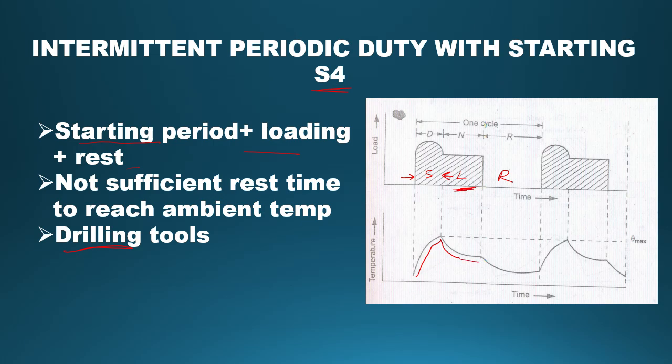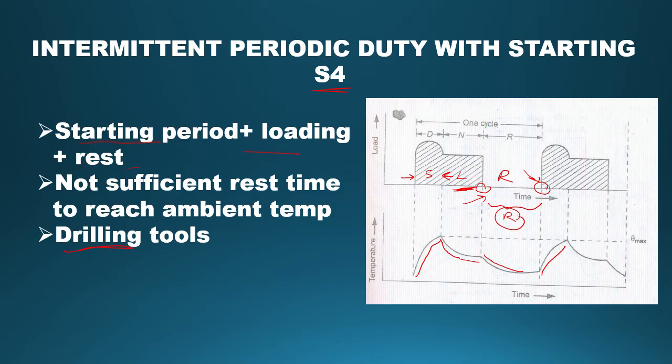At this point the supply is cut off. Therefore, the temperature starts to decrease, but the rest time is not sufficient to reach the ambient temperature. This is the rest time, and it is very less to reach the ambient temperature. Therefore, again it starts to increase at this point when the starting current is there, when you switch on the motor again.